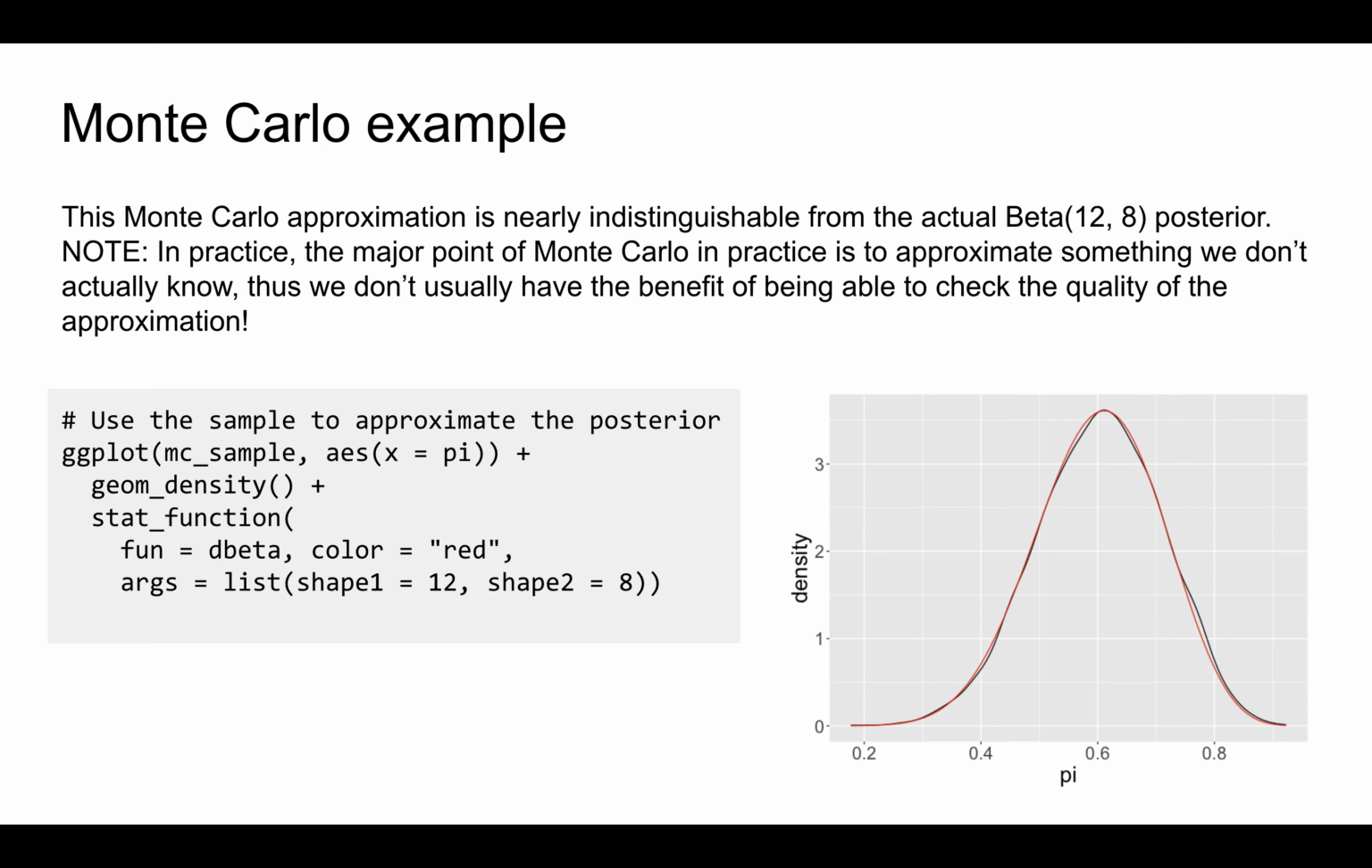nearly indistinguishable. Now, it's important to remember that the major point of Monte Carlo in practice is to approximate something that we don't actually know. Thus, we don't usually have this benefit of being able to check the quality of the approximation, as we've done here. That said, our success in this example provides some peace of mind that Monte Carlo approximation can actually work.